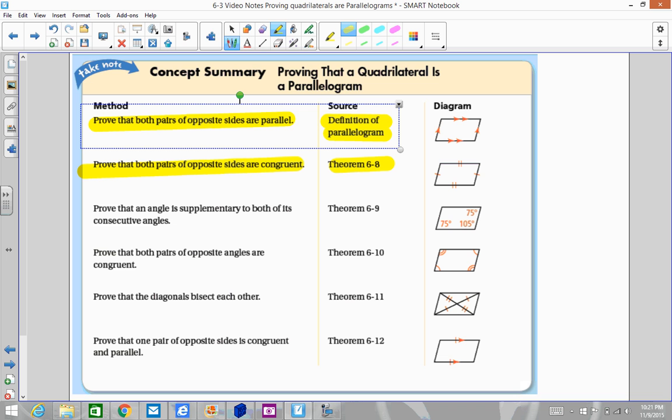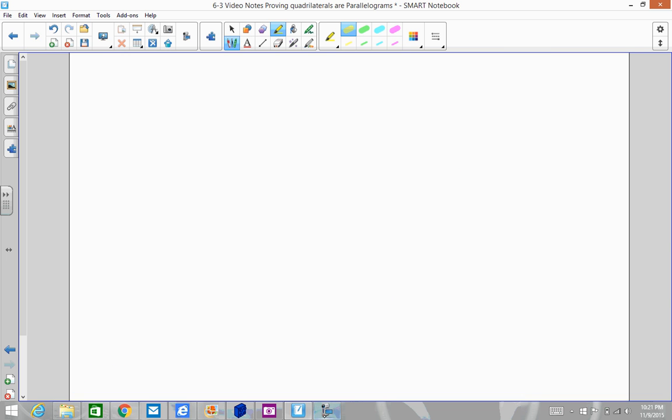Prove that both pairs of opposite angles are congruent. Can't do that on a coordinate plane. We can prove the diagonals bisect each other. That we can do on a coordinate plane. And finally, this last one. Prove that one pair of sides is congruent and parallel. That one can also be done on a coordinate plane. So these are the 4 that you'll be able to use. I'm going to give you a figure on a coordinate plane. I'm asking you to prove it's a parallelogram. You're going to have to be able to do the work and show it. And that wraps up our video for tonight.